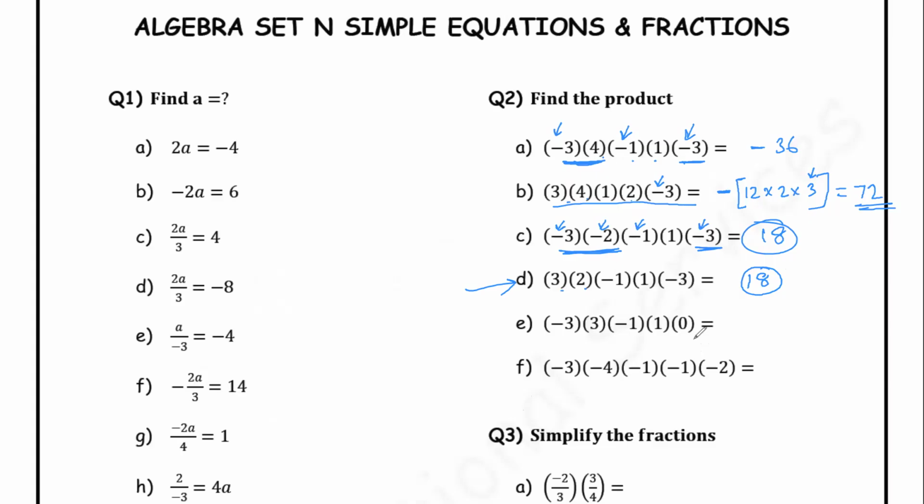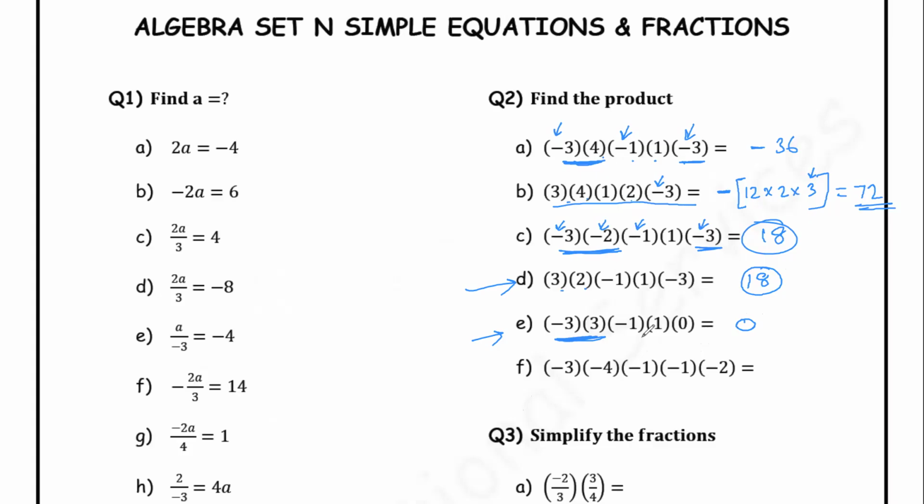There are two negatives, four negatives, two negatives. These are all positive outcomes. E, right? 3 3s are 9, 9 into 0. Don't forget the 0. Anything multiplied with a 0, whether it's a positive number or negative number, just doesn't matter.